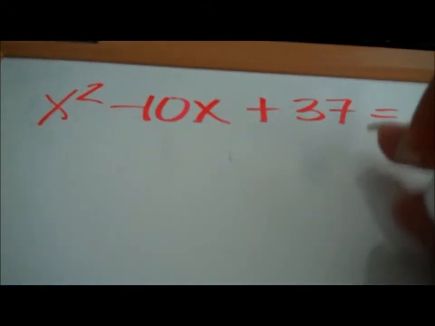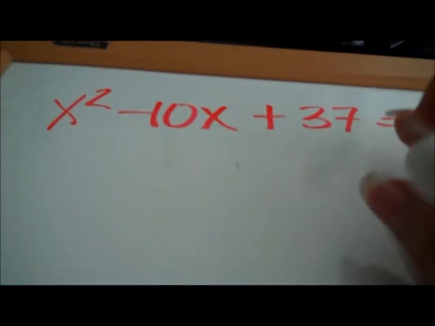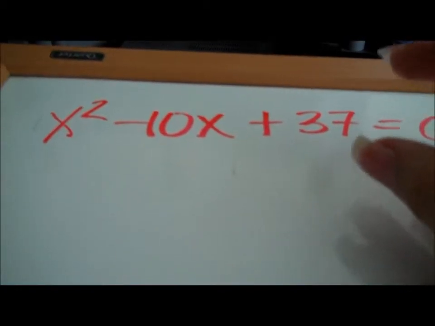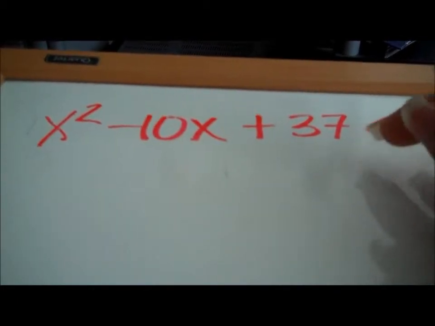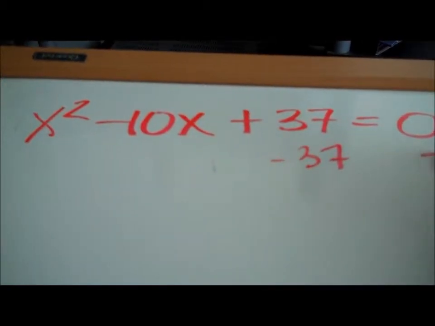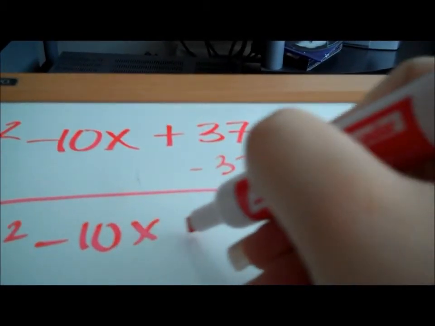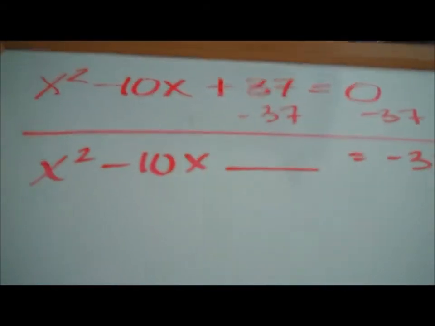So in order to do that, I have to move this 37 to the other side. What's going to happen is I'm going to replace that 37 with another value. But I still have to keep in consideration that the 37 is part of the equation. So I'm going to subtract 37 from both sides of my equation. So I get x squared minus 10x blank equals a negative 37.